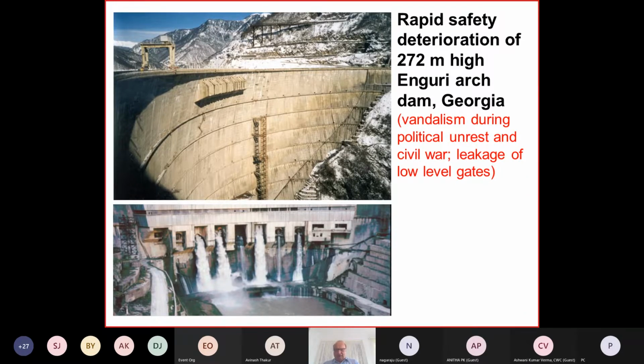Also, the dam was new. You know, it was designed for 100 years. Should it be there for more than 100 years? It even had to be declared unsafe within, let me say, 5 years. It was maybe only 10, 15 years old.